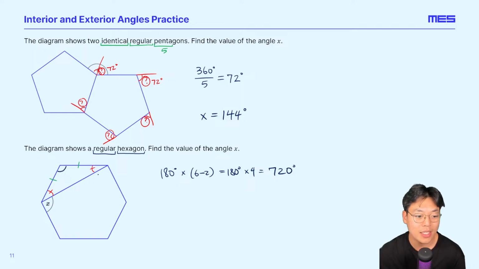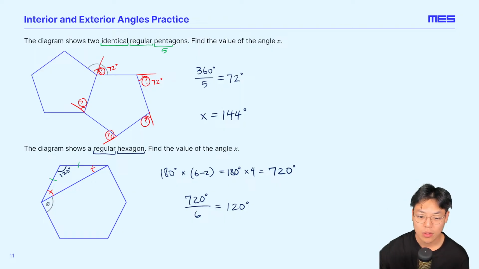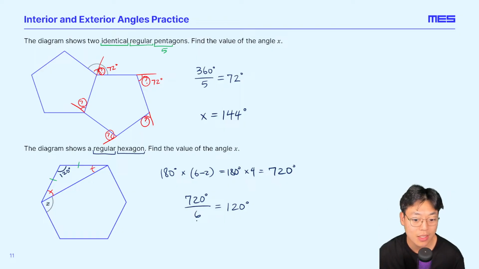Well, 720 divided by the number of interior angles in this shape, so 720 degrees divided by 6 gives us 120. So we know that this is 120. Wow, Gary, nice. Or 108, what is 720 divided by 6? All good. That's 120, right?